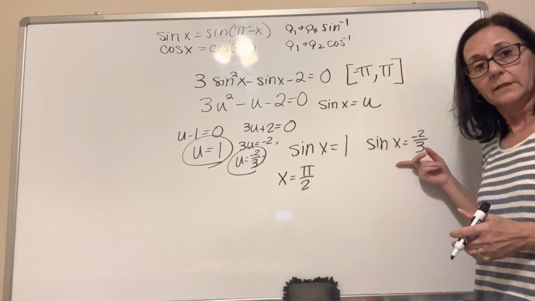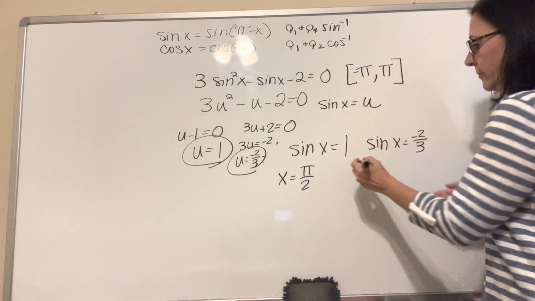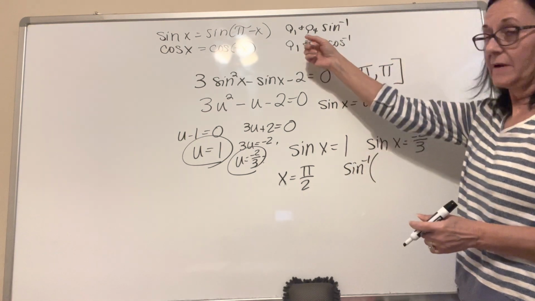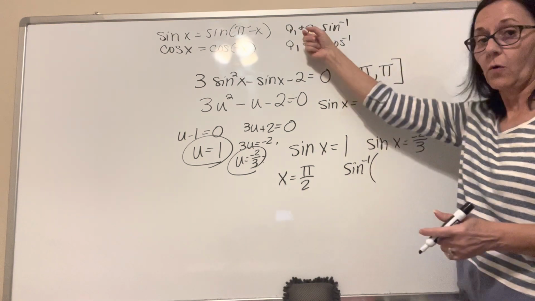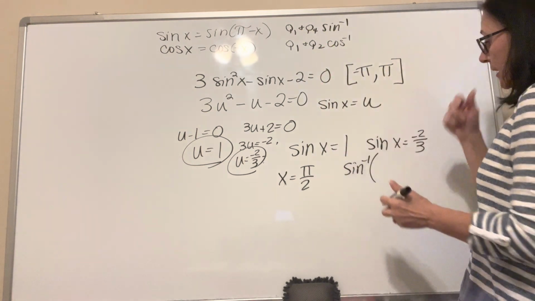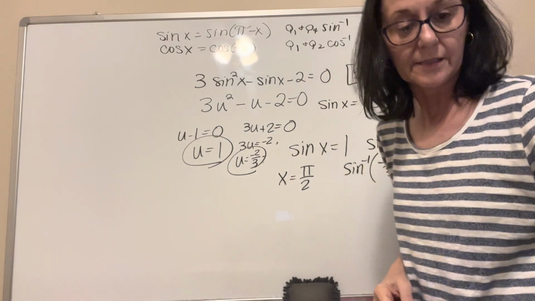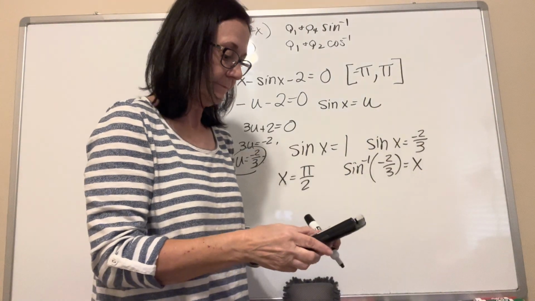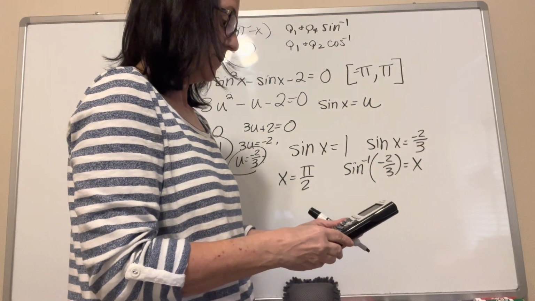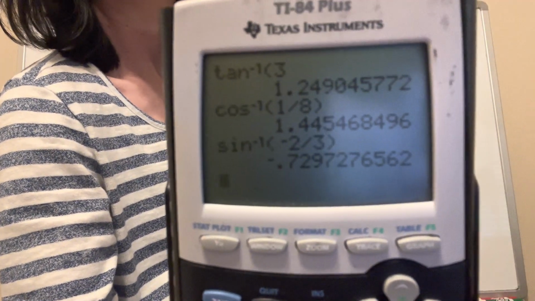For this one, I'm going to use my calculator because -2 thirds is not on the unit circle. So I use inverse operation, remembering that I'm limiting myself to quadrants 1 and 4. Because it's negative, I'm in quadrant 4. So there's got to be one in quadrant 3. So I'll do inverse sine, -2 thirds equals x. I'm going to do that in my calculator. Shift sine, negative 2/3, and I get negative 0.7, right?